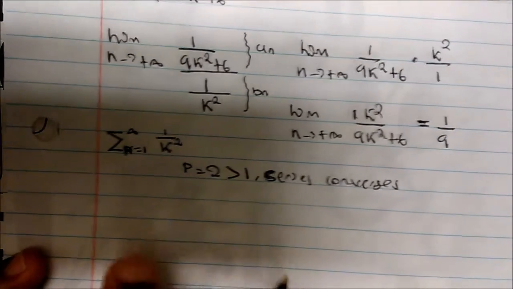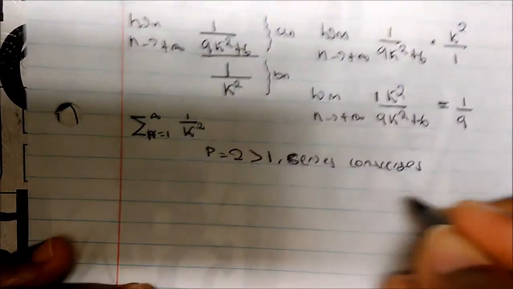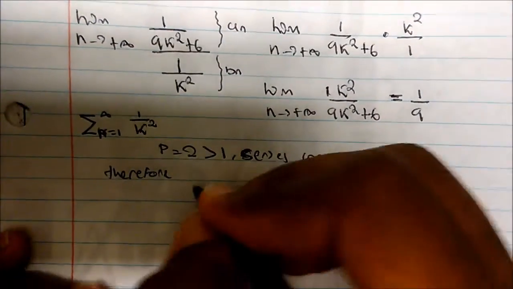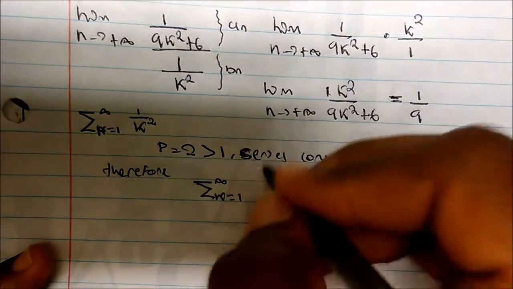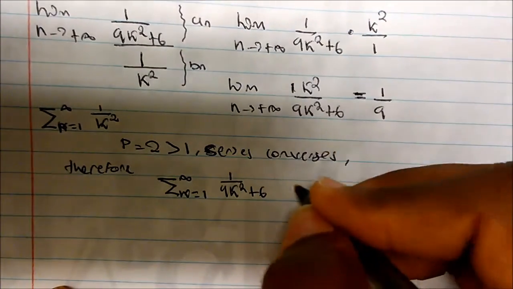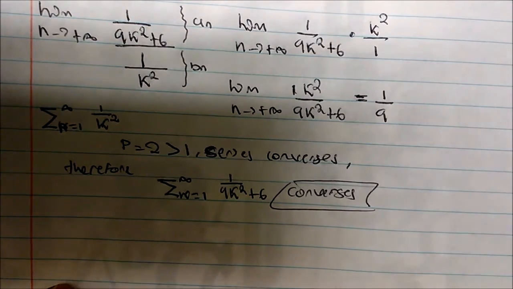And so if this p-series, or b_n, converges, therefore we can conclude that the series from k equals 1 to positive infinity of 1 over 9k squared plus 6 also converges. Okay, so that's the idea.